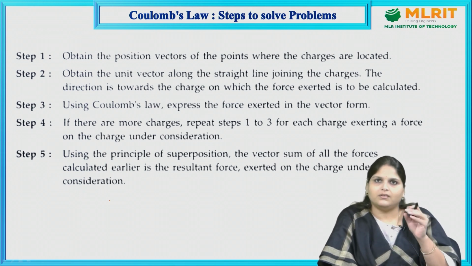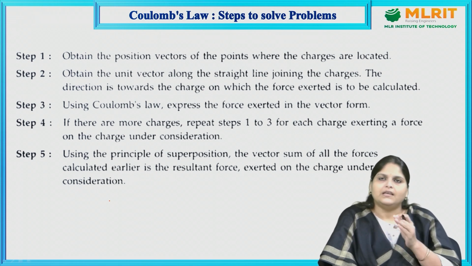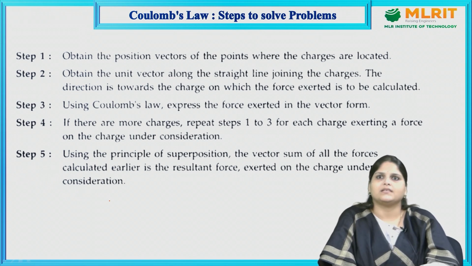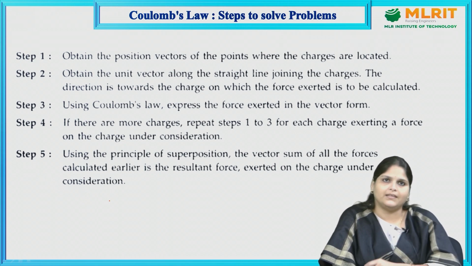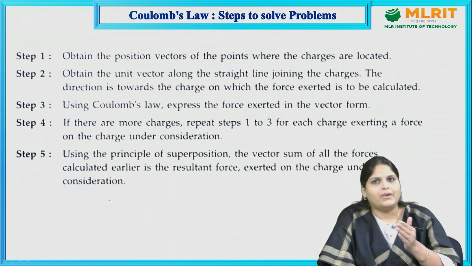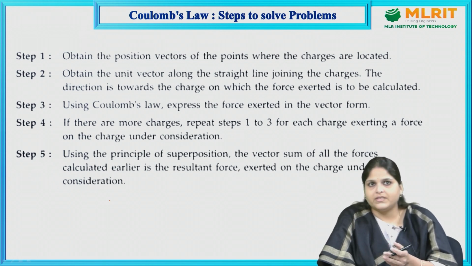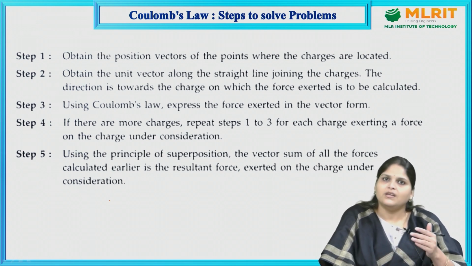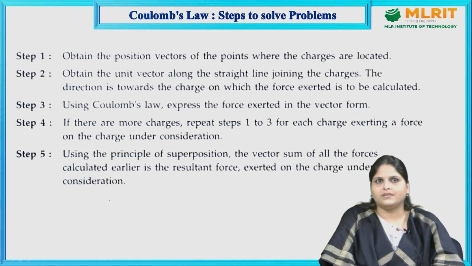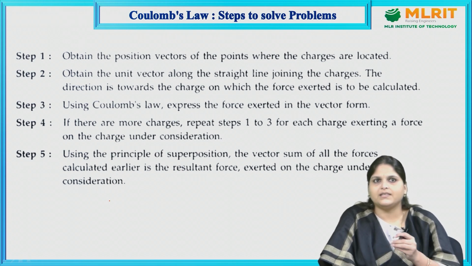After getting the position vectors, next step is to obtain the unit vectors along the straight line which is joining the charges. So, the direction is always towards the charge on which the force is exerted or which is to be calculated, right? Step 3 is, by using Coulomb's law, we can express the force which is exerted in the form of vector. Step 4 is, if there are more charges, we have to repeat the same steps, right? Because each charge is exerting a force on the charge under consideration.